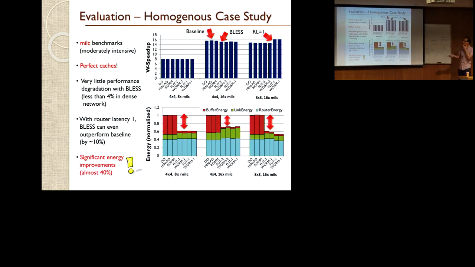And these are the energies. This is even more interesting perhaps. If you look over here, we get rid of almost all of the buffering energy. Link energy increases because we're actually deflecting more, so you're using the links more. And this is the router energy. Router energy also increases a little bit compared to the baseline, because you're using the routers more also because of the deflections. But overall energy consumption reduces significantly. Take these with a grain of salt. This was our first cut, basically. We're going to do a second cut.